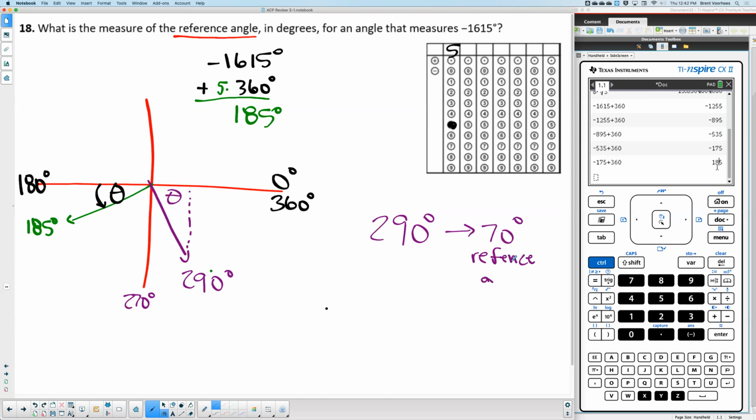Oh, my goodness, my spelling, I forgot. Well, let's just erase that. Reference angle. How about RA? If you can't spell, use initials. Reference angle would be 70.